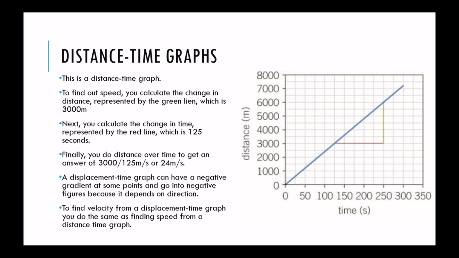Finding velocity, you just do the same thing as finding speed. But obviously, if it's a negative gradient, you will be expecting to get a negative displacement.